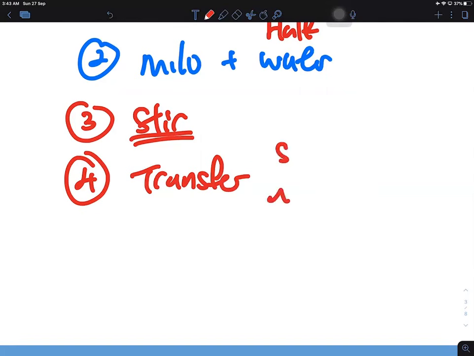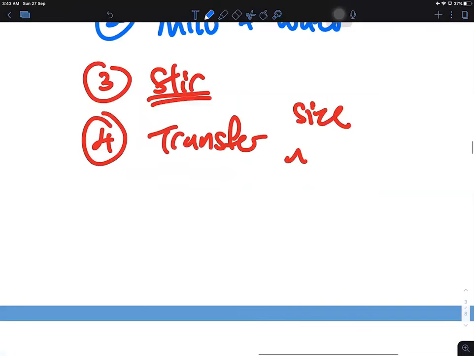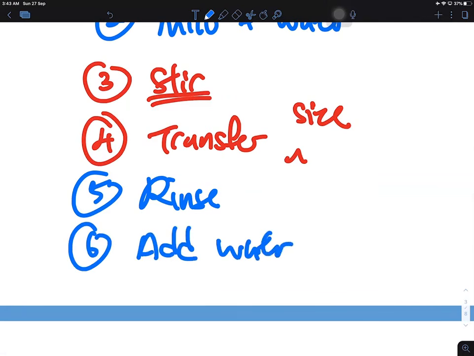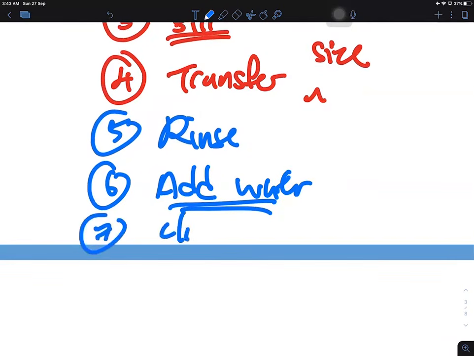Remember to mention the size, okay, and then using a filter funnel. And then remember to rinse it, because some Milo is still in the cup. After you rinse it, you add water again, okay, until the calibration mark. Next thing, this add water includes add slowly with the bottle and dropper. Lastly, you close it and shake.